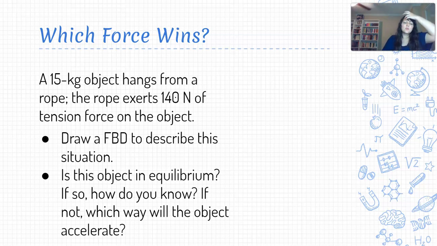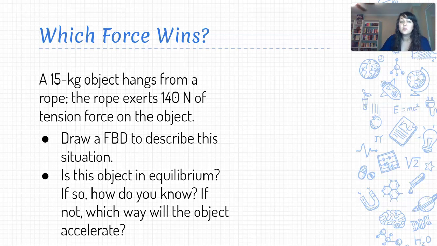All right. So then, getting at this idea of multiple forces and net force, let's really start to dig into that idea now, okay? So let's consider this scenario. We've got a 15-kilogram object. It's hanging from a rope, and the rope is exerting 140 newtons of tension force on this object.